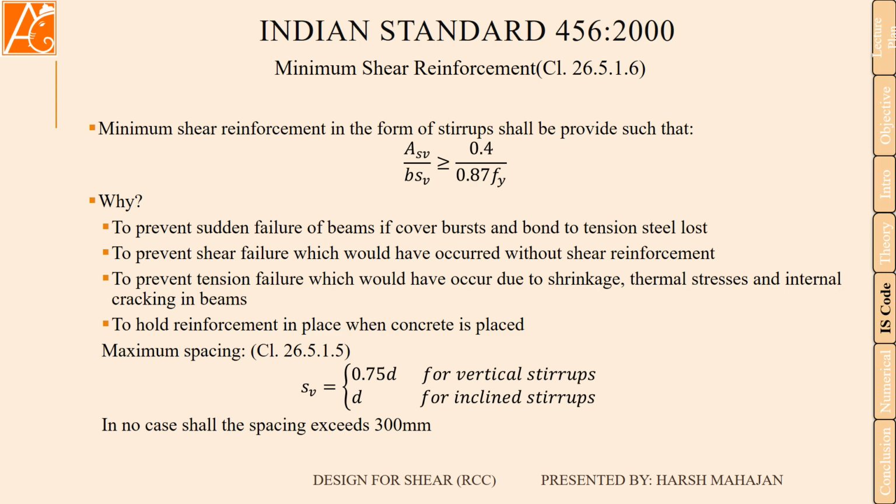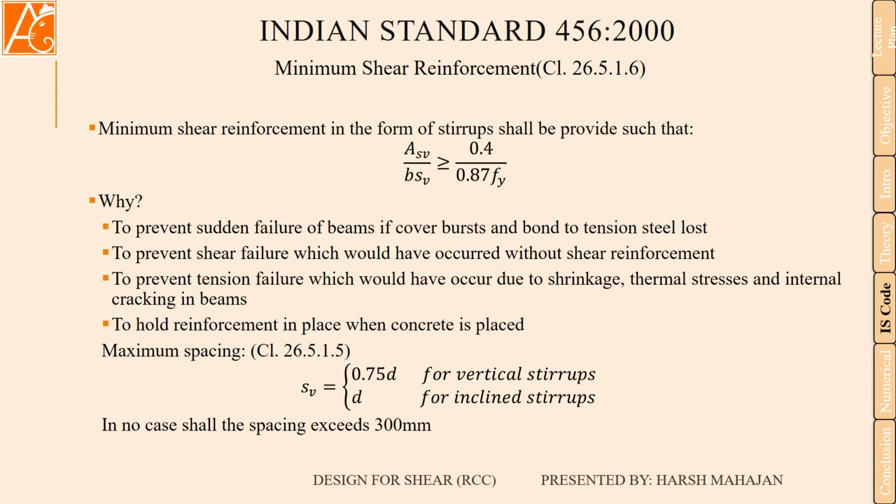Second, if there is no shear reinforcement and additional shear comes which is not taken care of by the concrete, then to prevent that failure also we have to put some reinforcement there; we cannot leave it. Third, if there is any case of shrinkage, thermal stress or internal cracking, then to arrest those failures we have to provide the minimum reinforcement. And lastly, to hold the reinforcement in place when we are pouring the concrete, we make the frame of steel by using the shear reinforcement.